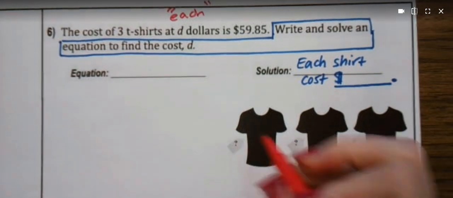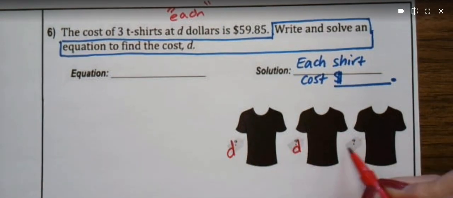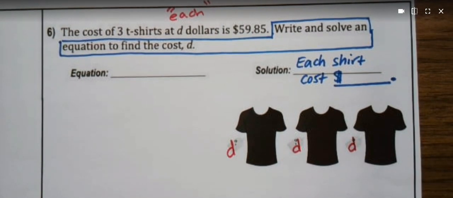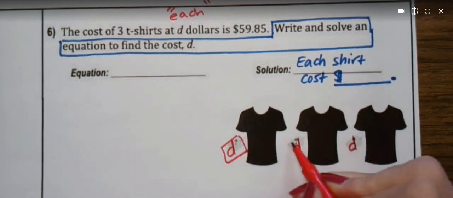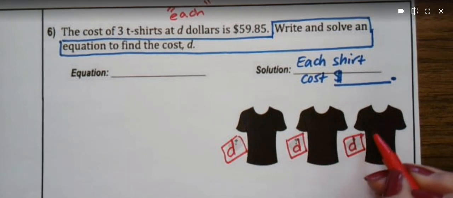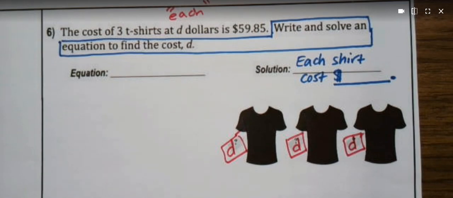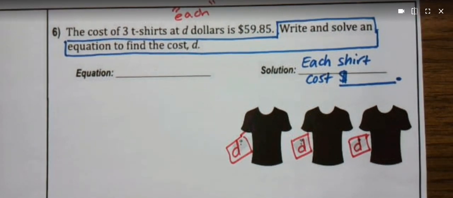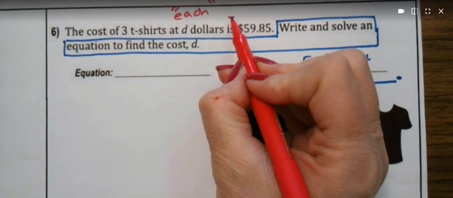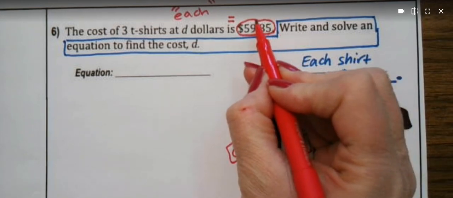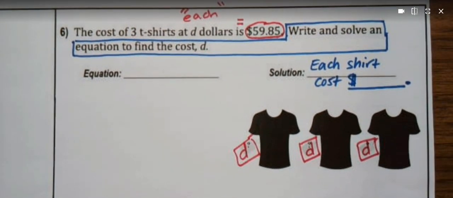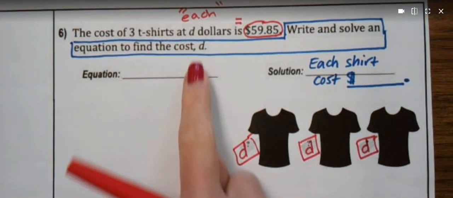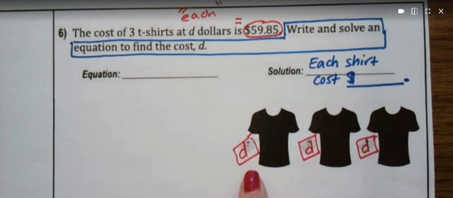Okay? So this t-shirt costs D dollars, this t-shirt costs D dollars, and this t-shirt costs D dollars. And those are little price tags that are kind of connected to the t-shirt. They're each D dollars. So the total here is $59.85. Write and solve an equation to find the cost, D, the cost of each t-shirt.